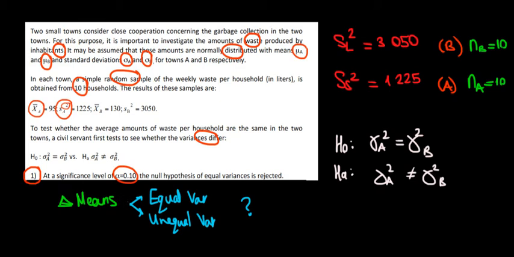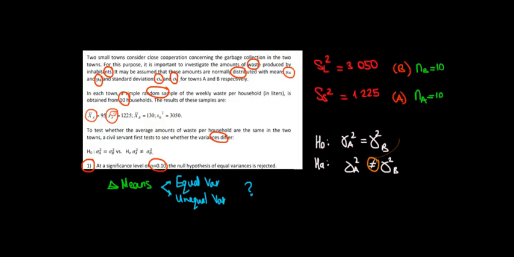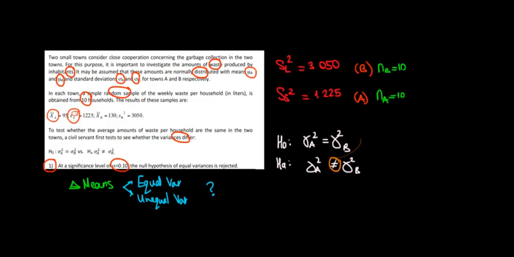So with that said, we're running this test on variances. This is the hypothesis that the variance of these waste products in town A is the same as in town B, or they differ from each other. And to run this test, let me just zoom out first. To run this test, we're going to run an F-test where we take the ratios of the variances from the samples.